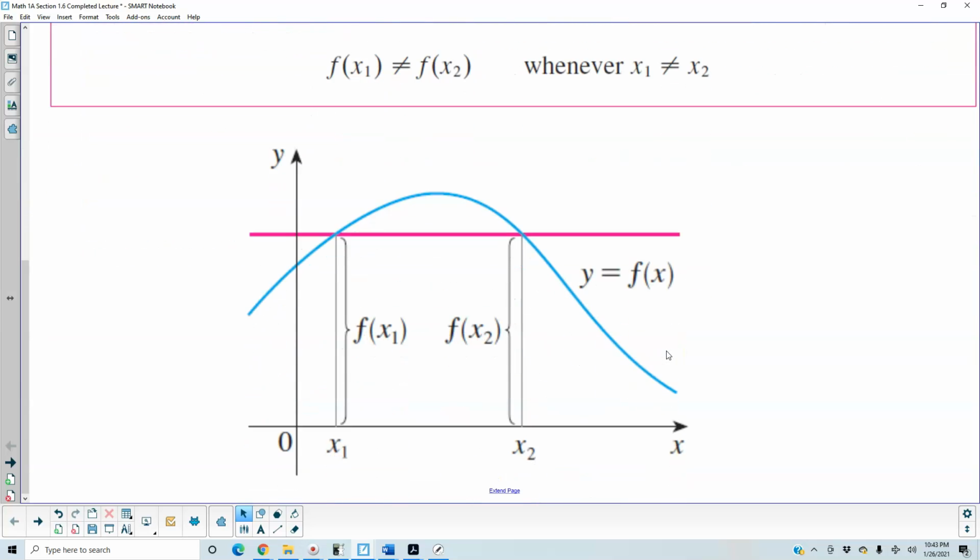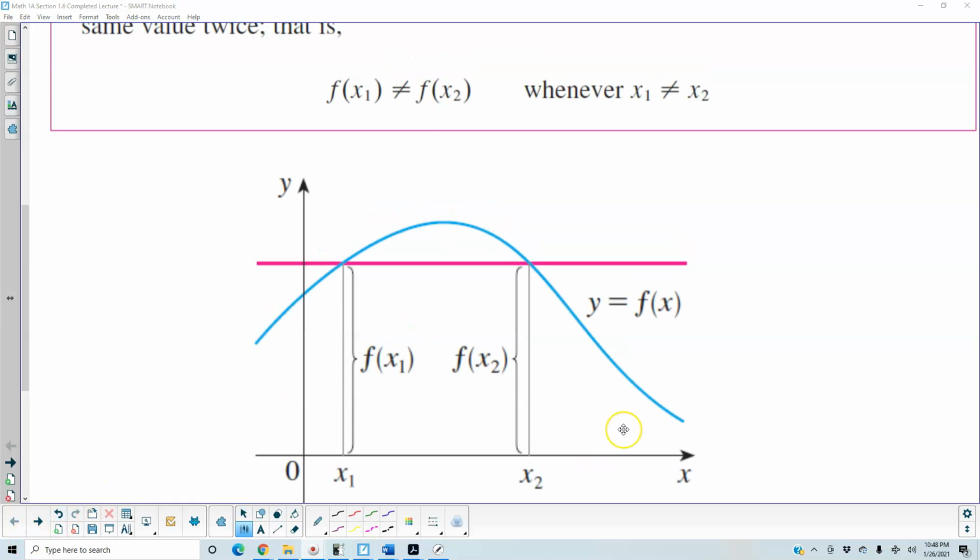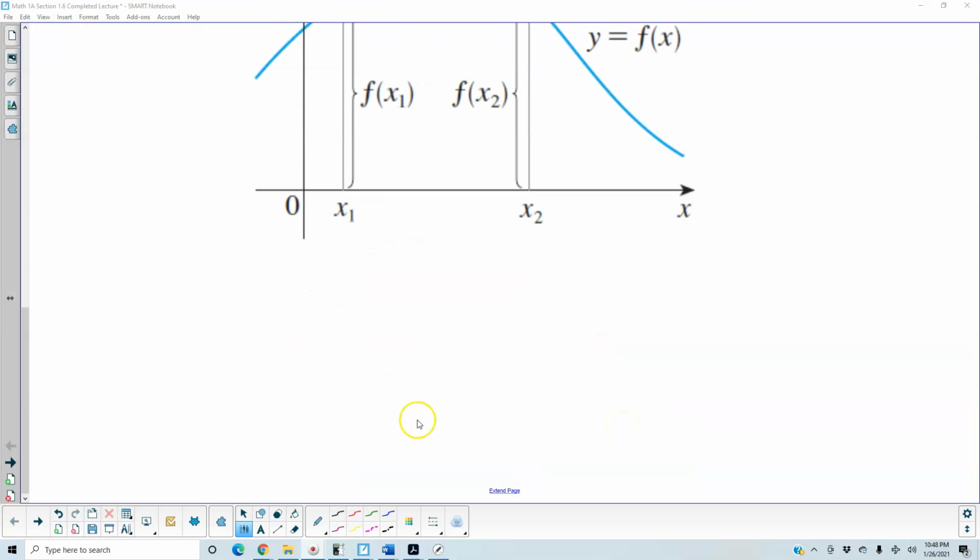So what that means here is, if you take a look at x1 and x2, x1 does not equal x2, but you can see here that the heights are the same. So f of x1 equals f of x2. So let's put this in words.